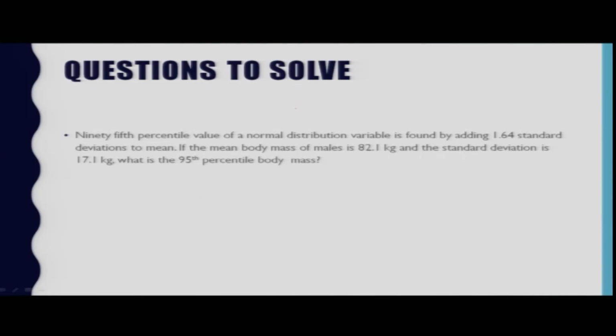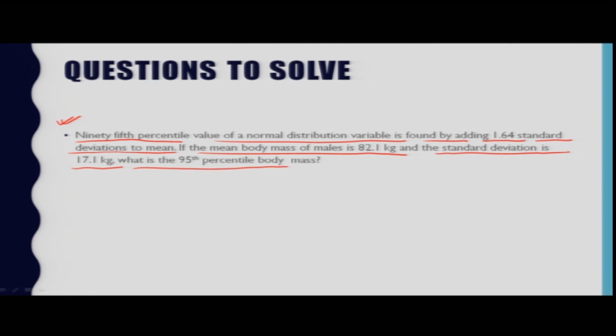So, now the next question, which is again just for practice. The 95th percentile value of a normal distribution variable is found by adding 1.64 standard deviation to the mean. So, if the mean body mass of the males is 82.1 kilogram and the standard deviation is 17.1 kilogram, what is the 95th percentile body mass?